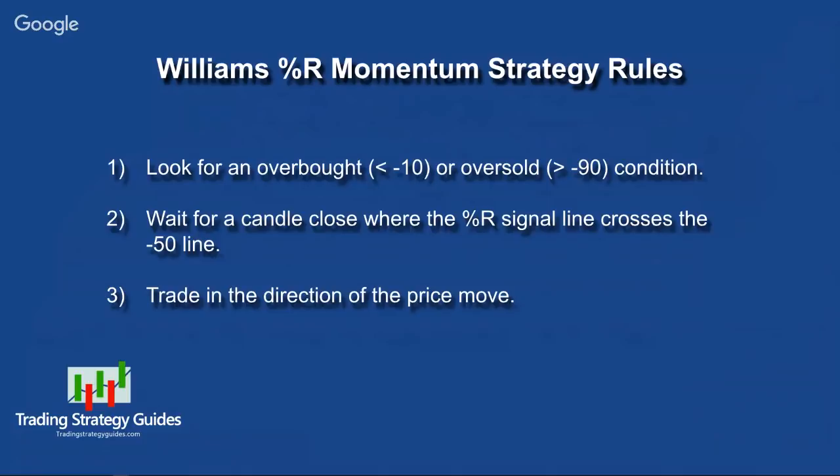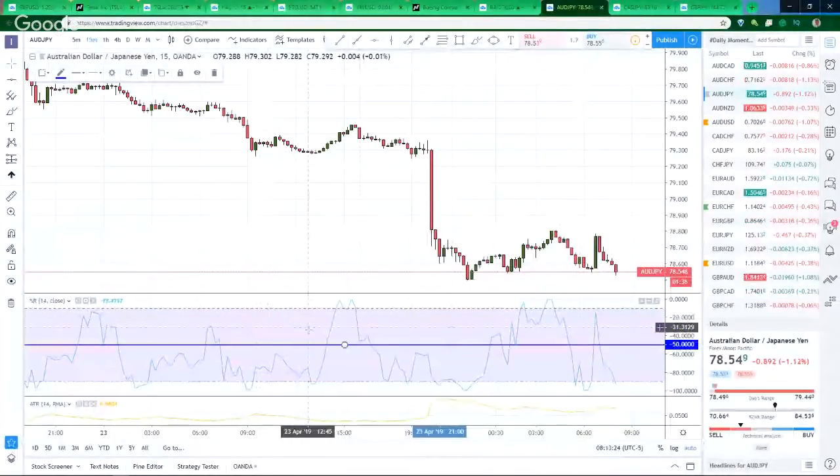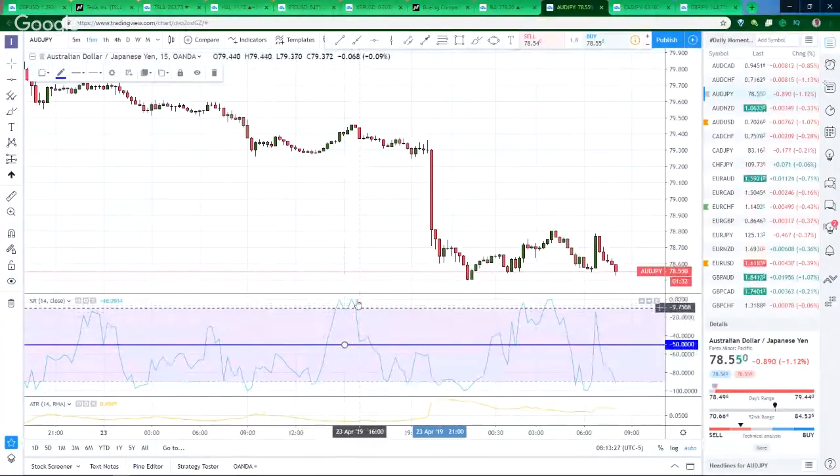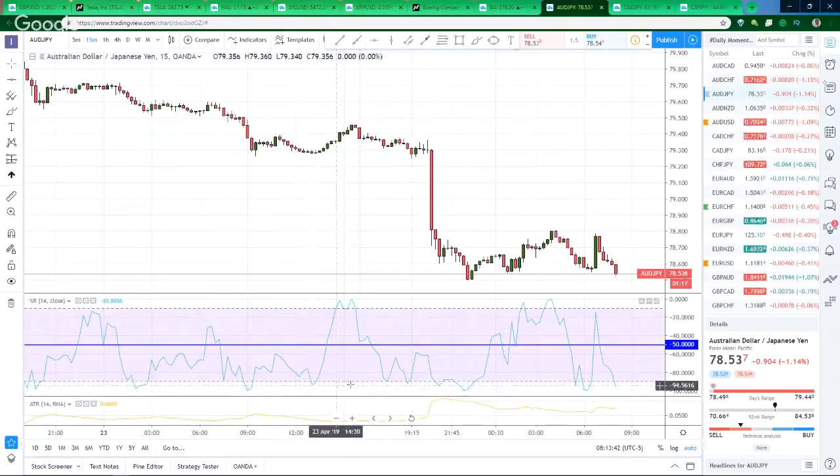Okay, so back to the charts. What we're looking for is an overbought condition like this. Price is above this -10 band, or an oversold condition. Price is below the -90 band. All right. After you see that, you want to see price move across the 50 line. So here's an oversold condition. The indicator moves up and it crosses the 50.